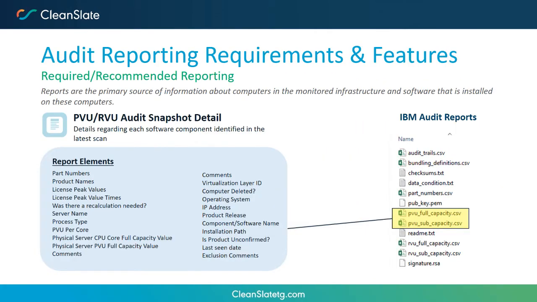Out of ILMT, Eric was talking about these 8 quarterly reports. This is a snapshot of the data that comes out of these quarterly reports. On the left side, you see the reporting elements. Essentially, what you're getting out of here is product level consumption information and physical server level consumption information.